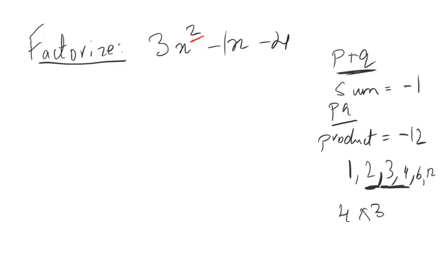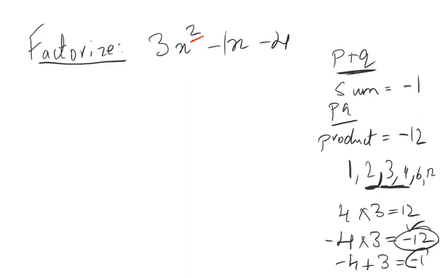4 into 3 is equal to 12. Yes, but we need minus. So can we say minus 4 into 3 is equal to minus 12? Yes. And minus 4 plus 3 is minus 1. So does it work out? Check it out. Minus 1 and minus 12. So it works. So I will take minus 4 and plus 3.